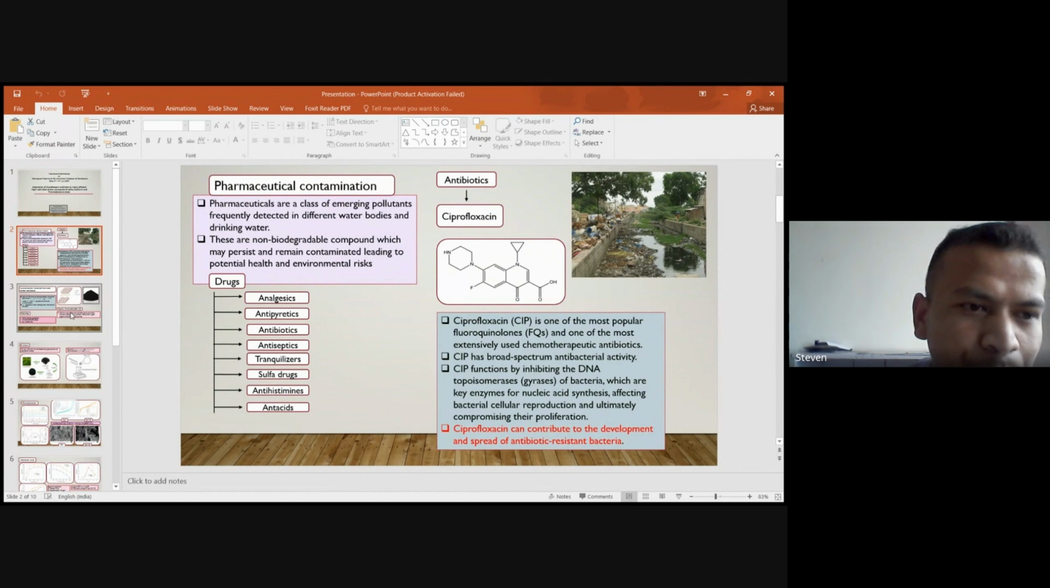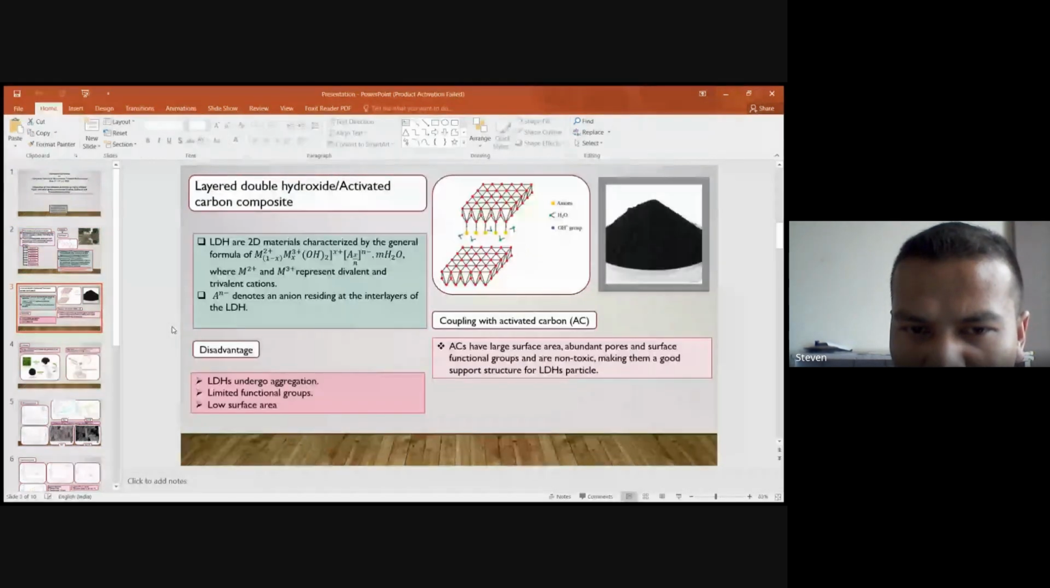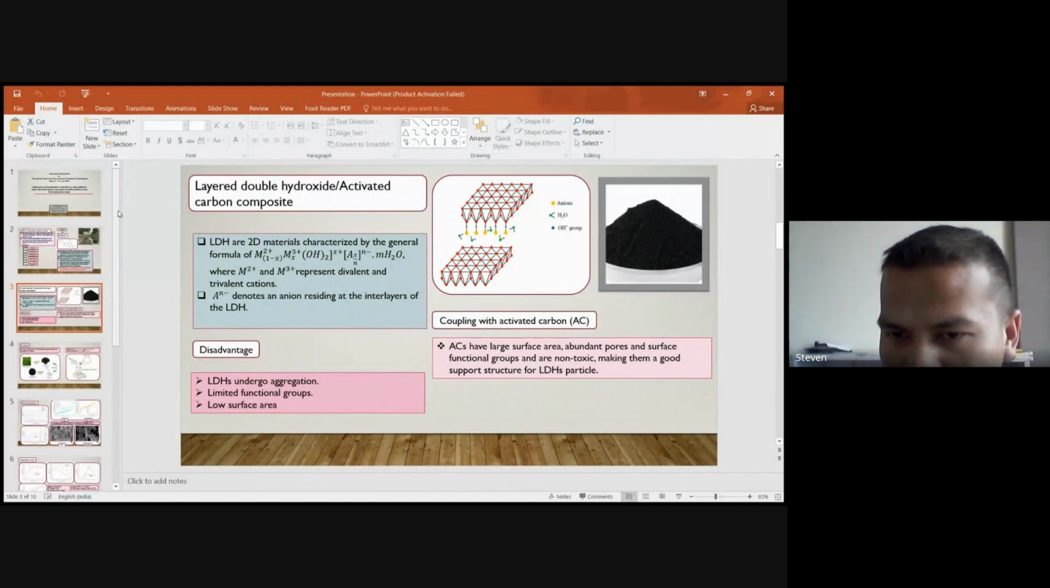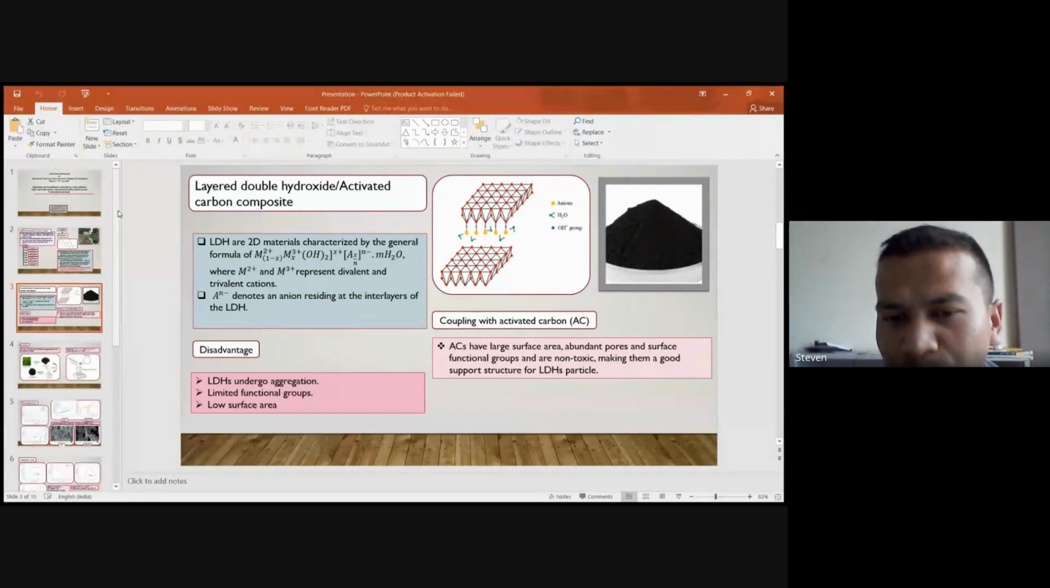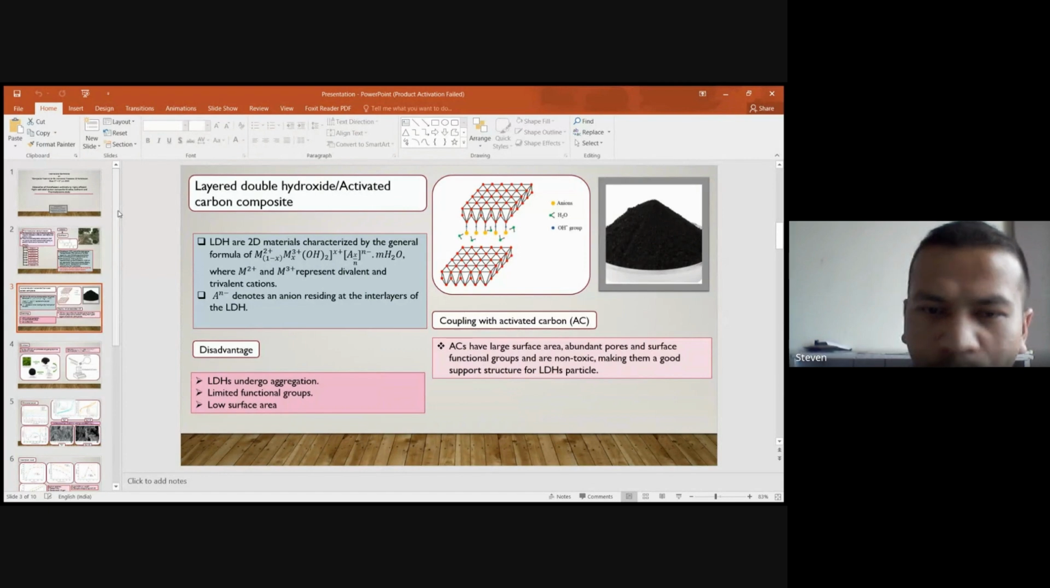carbon. Layered double hydroxide is a 2D material which consists of divalent and trivalent cations, and in the interlayer spaces, it consists of water molecules and anions. But the disadvantage of layered double hydroxide is that it can undergo aggregation. It has a very low surface area and limited functional groups. So for this reason, we use a support material known as activated carbon because of its large surface area, abundant pores, and wide variety of functional groups on the surface.